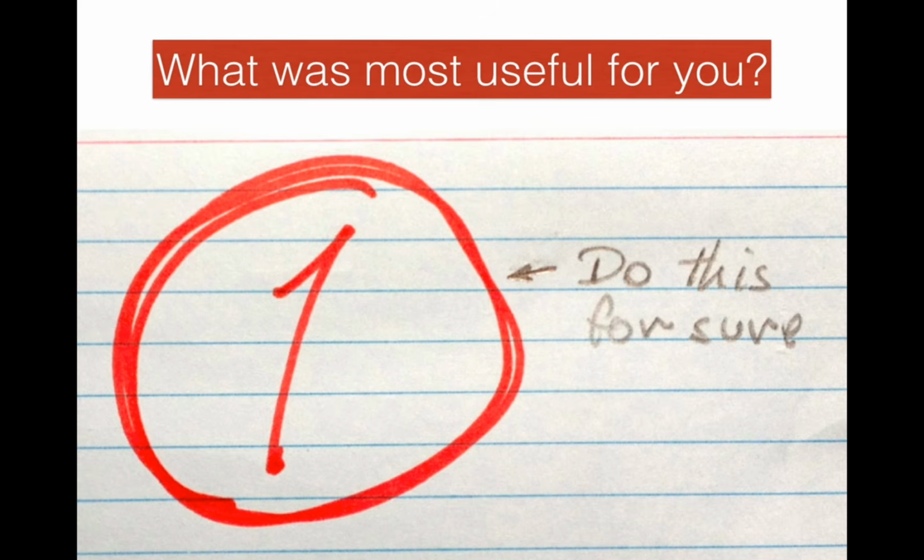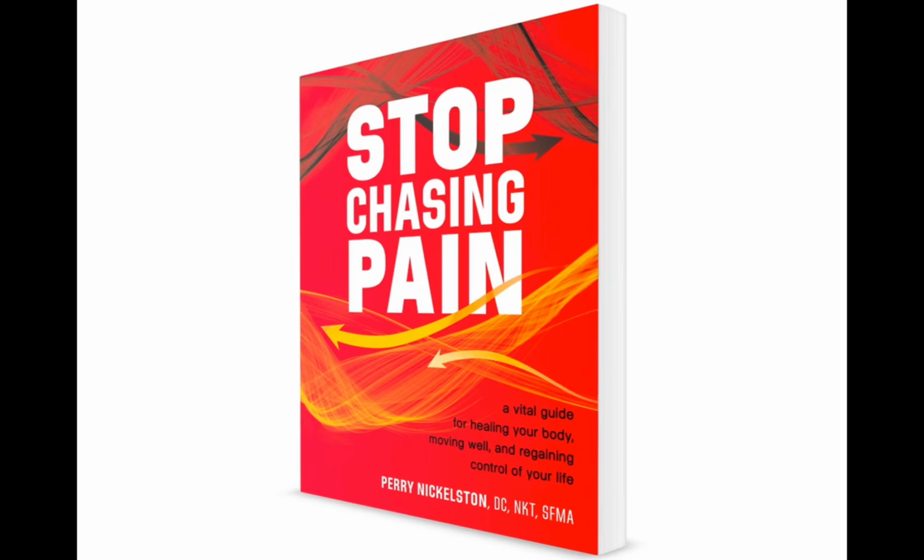I also would like you to write down something that was most useful for you, that you can do for sure. You can start doing at least just one thing in the matrix that we went through.